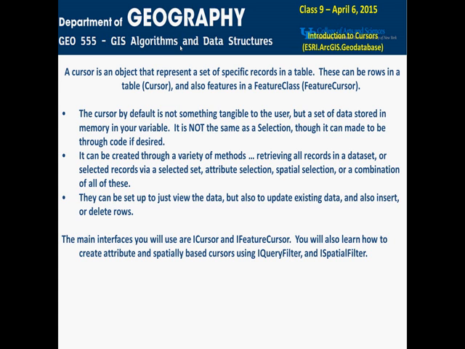We'll take a step back and talk a little bit more about cursors, these cursors that I keep mentioning. A cursor, to define it again, is an object that represents a specific set of records in a table. It can either be a cursor if it's just a table, or you'll see it as a feature cursor in other cases, where a feature cursor is specifically related to a table or GIS data set that is of feature, a shapefile or geodatabase.